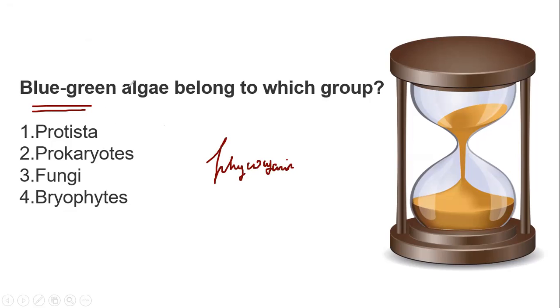So this blue-green algae is not an algae. Don't be confused with that. It is included in the only prokaryotic kingdom of the five kingdom classification, that is the kingdom Monera, which is given here as prokaryote. So exactly, prokaryote is the answer. It is the group to which this blue-green algae belongs.